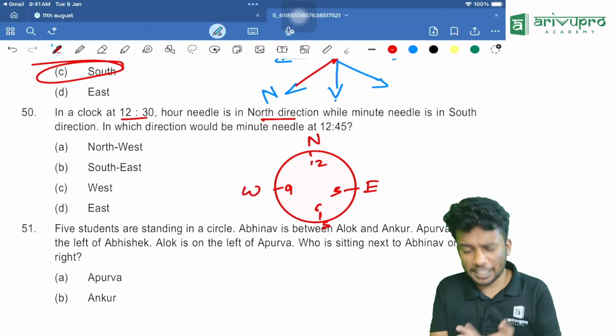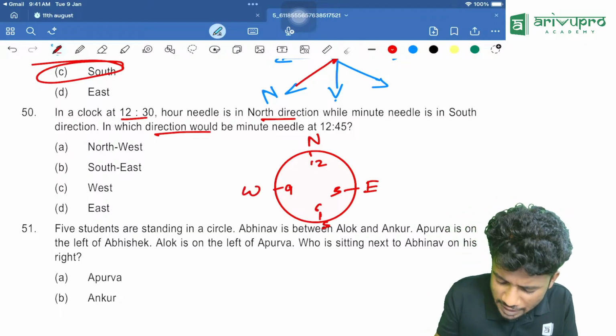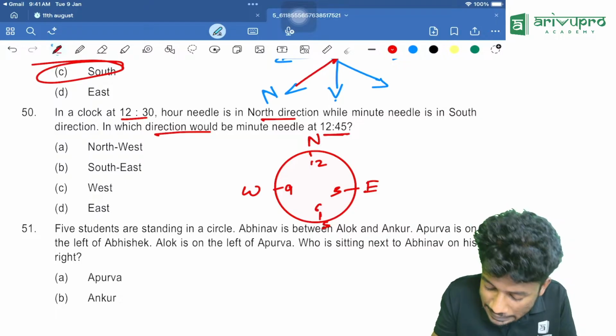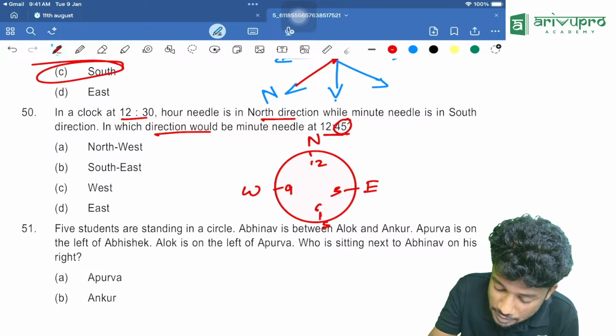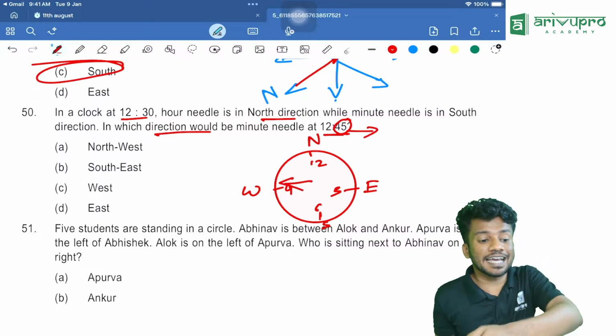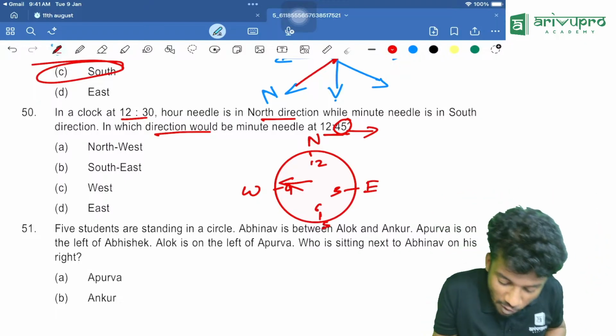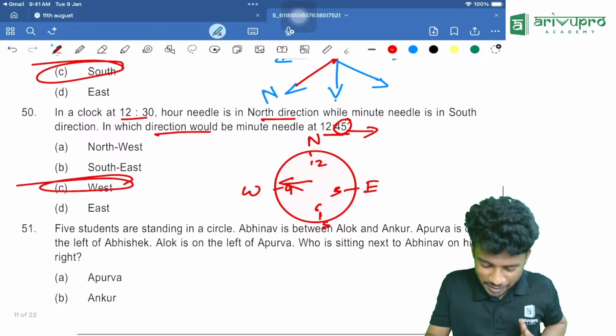Direct question. Directly you can do it. Now they are asking, in which direction would the minute needle be looking at 12:45? Minute hand is over 45. That means it is looking towards which direction? Towards 9. That is towards which direction? West direction. Option C is your answer.